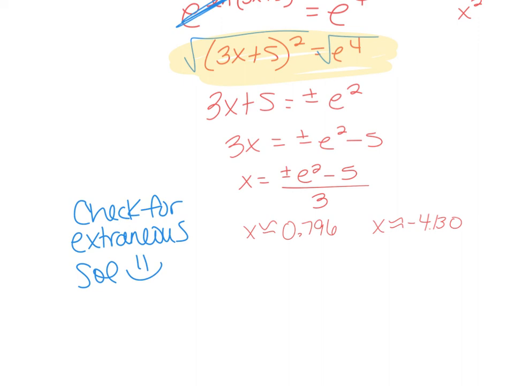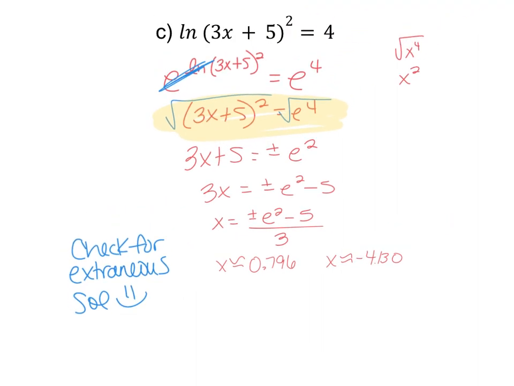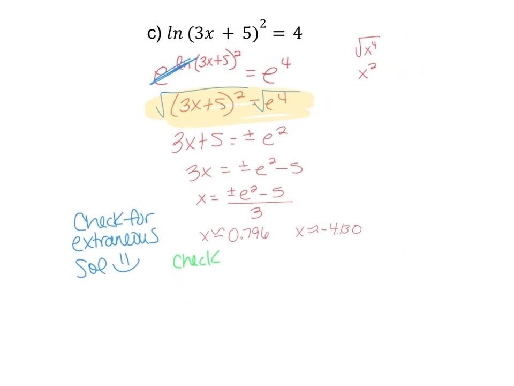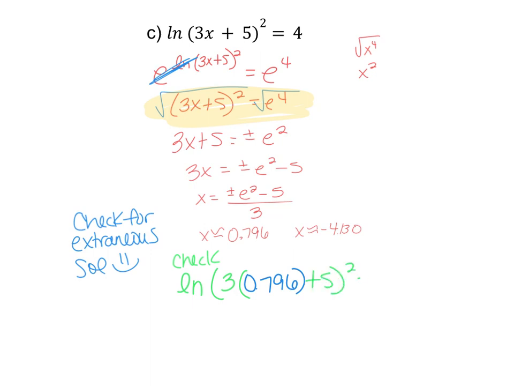Okay, so I'm going to check that 0.796. And so we're going to plug it in. This is me checking. So check. Plugging it into the very original equation. So the natural log of 3 times, and then we're going to check 0.796 plus 5, close parentheses, squared. All of that should equal 4.